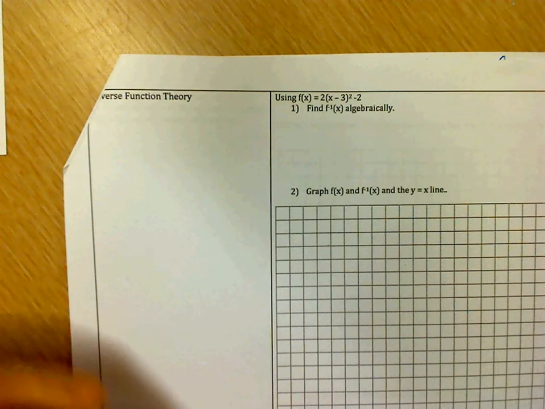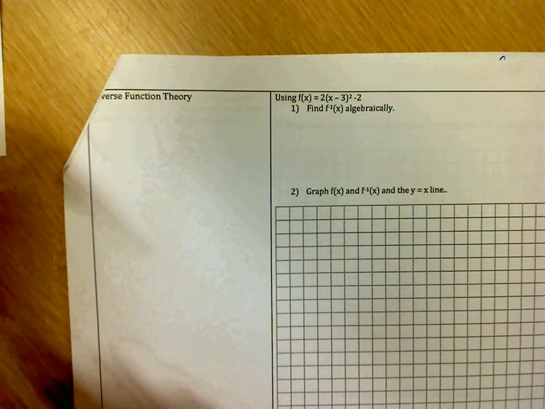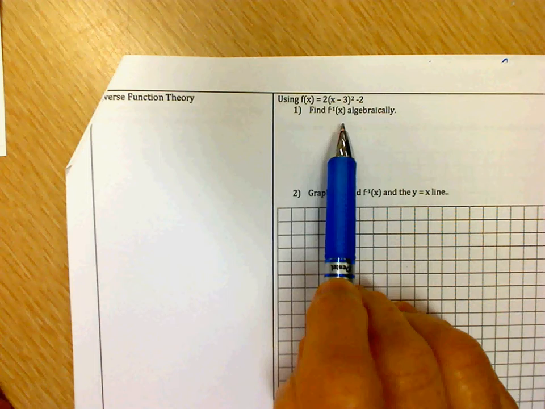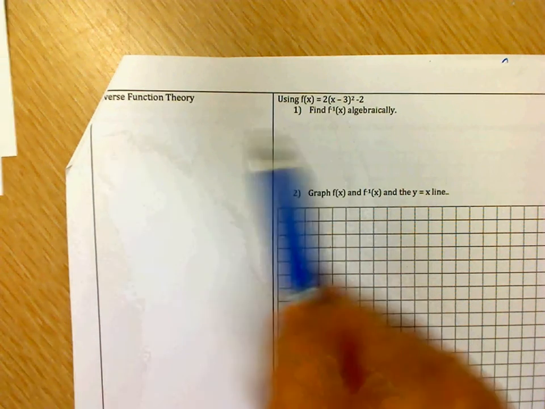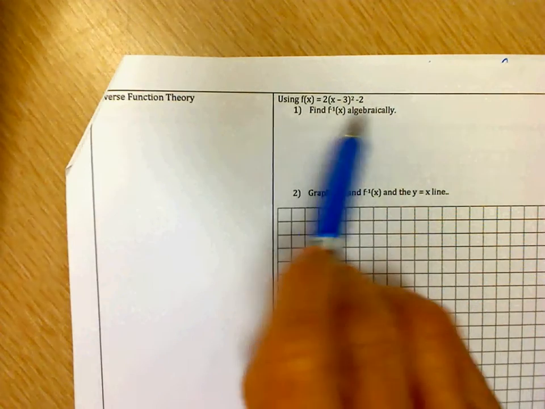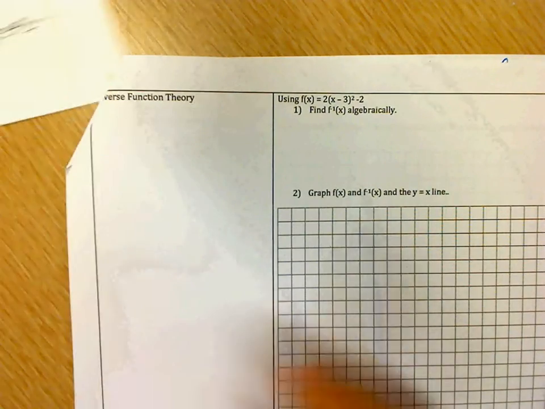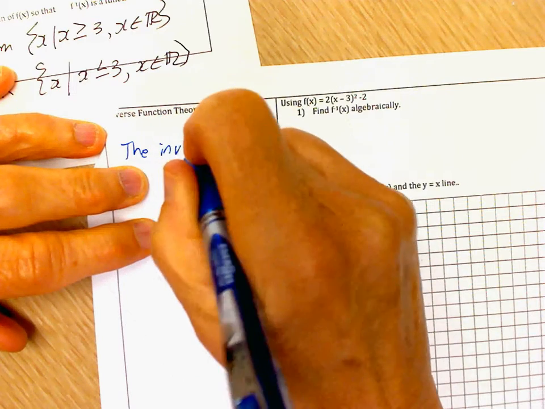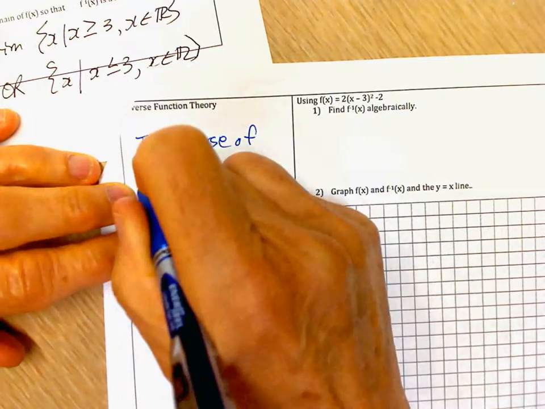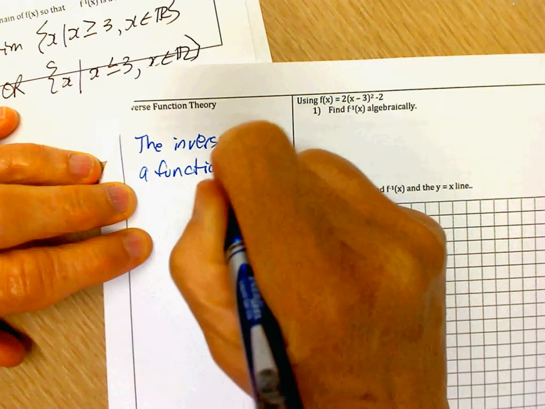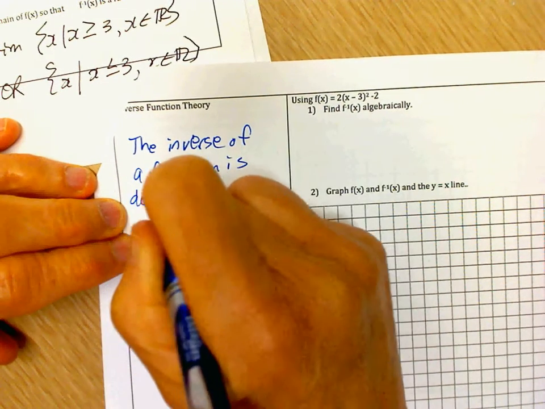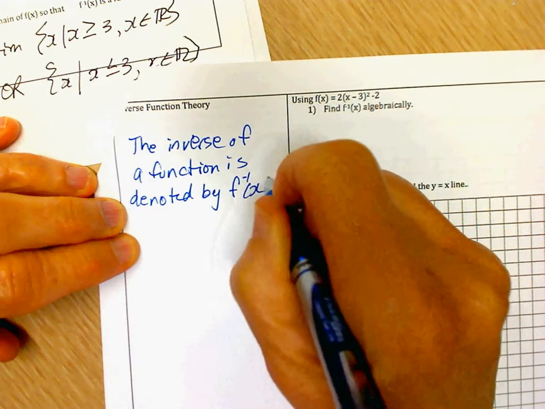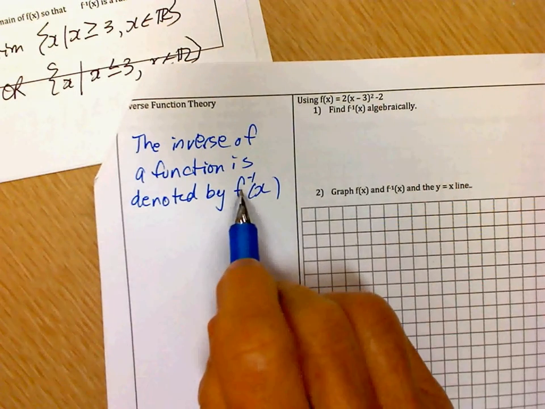Okay, inverse function theory. We're going to find the inverse of this algebraically. It's a quadratic function. Just some theory. The inverse of a function is denoted by f minus 1 of x. Don't confuse this with 1 over f of x. This is just the symbol for the inverse of a function.